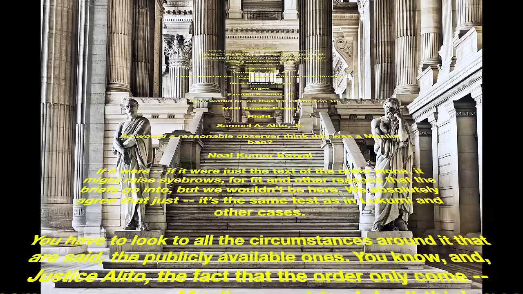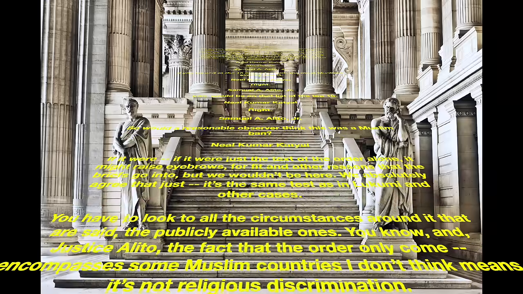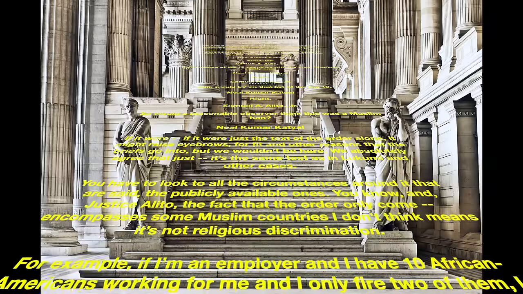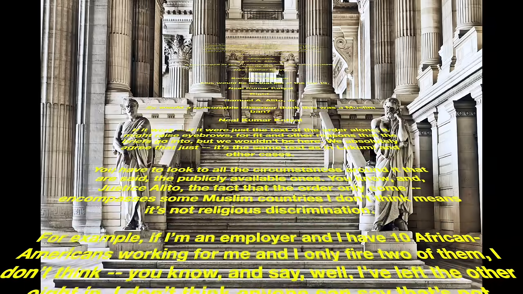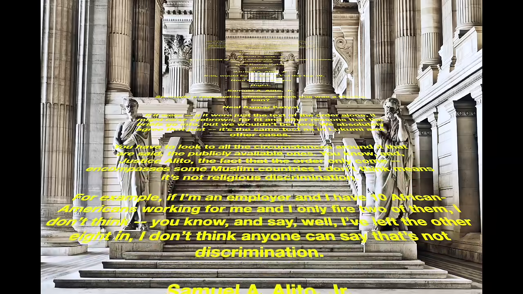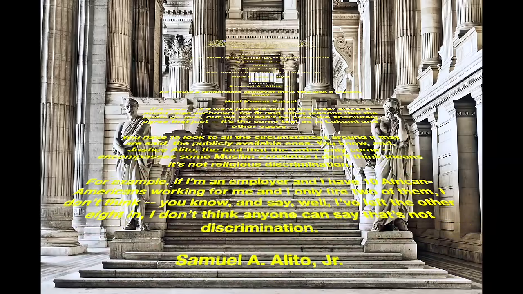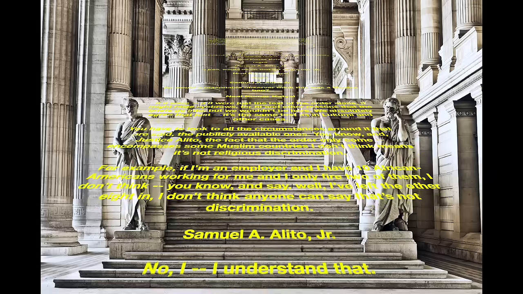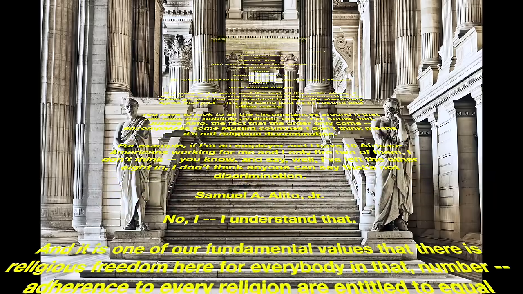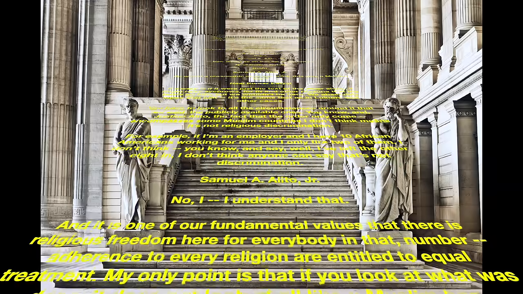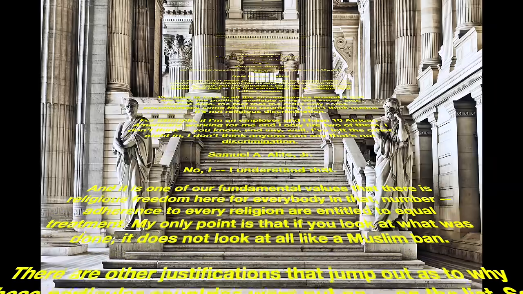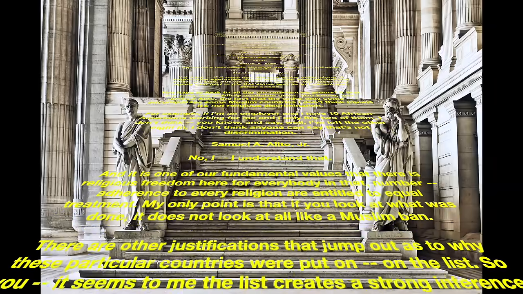No, I understand that. And it is one of our fundamental values that there is religious freedom here for everybody, and that adherents to every religion are entitled to equal treatment. My only point is that if you look at what was done, it does not look at all like a Muslim ban. There are other justifications that jump out as to why these particular countries were put on the list. So it seems to me the list creates a strong inference that this was not done for that invidious purpose.